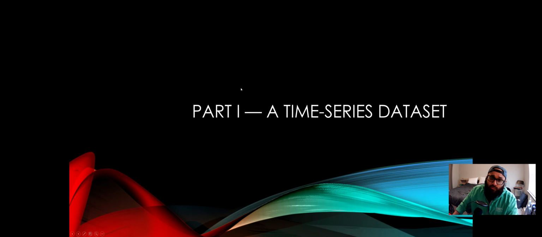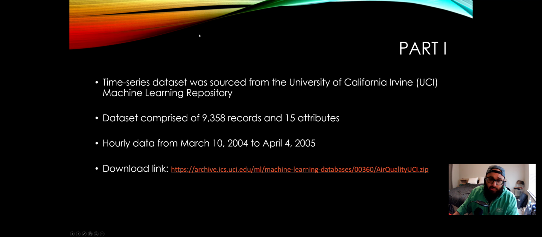So let's move to part 1 first, a time series dataset. The time series data set that I used was sourced from the University of California, Irvine, or UCI, the UCI's machine learning repository. This data set comprised 9,358 records and 15 attributes. It was named Air Quality, and it contains hourly data from March 10th, 2004 to April 4th, 2005, and the download link you can see on your screen. That is where you can acquire this data set should you be so inclined.